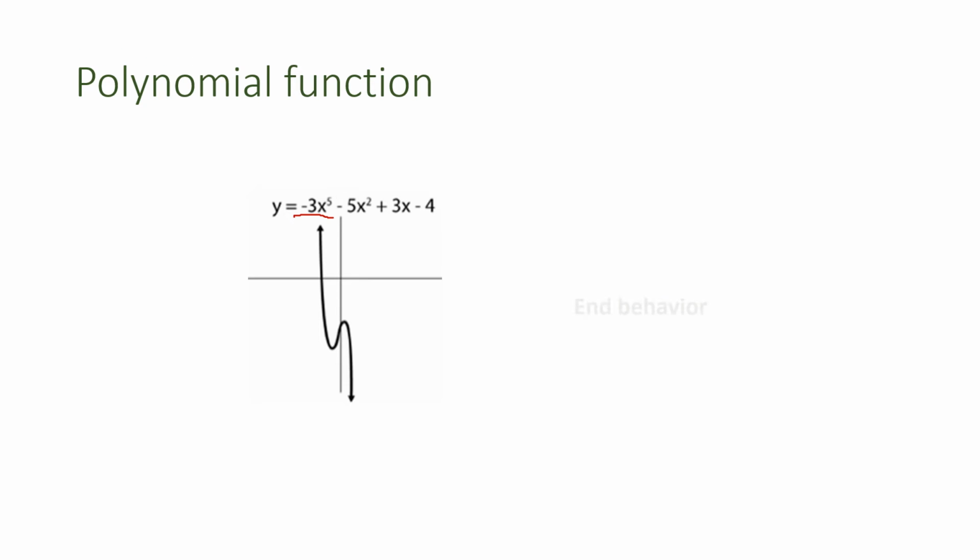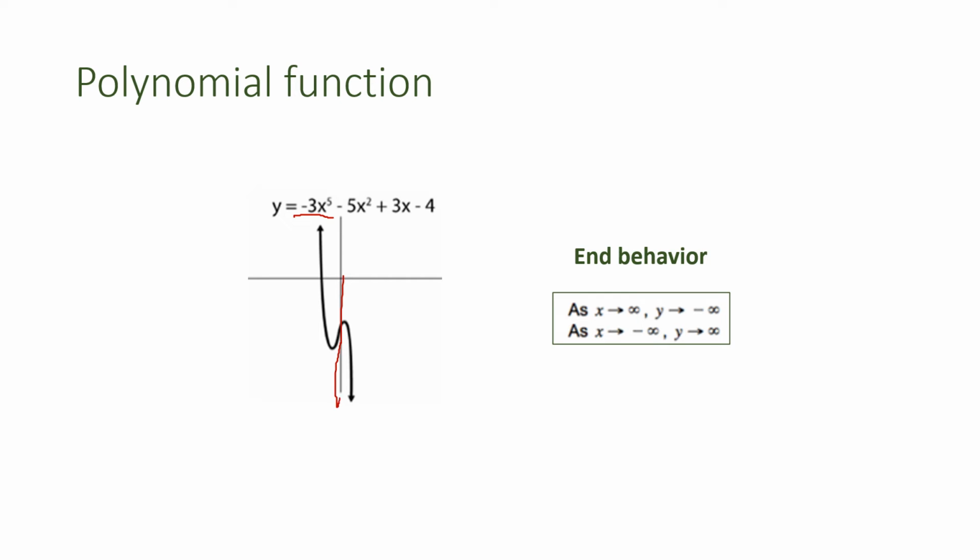And so how do we write the end behavior? Just concentrate on this part. As x goes to positive infinity, y goes to negative infinity. But as x goes to negative infinity, what happens to y? y goes to positive infinity.